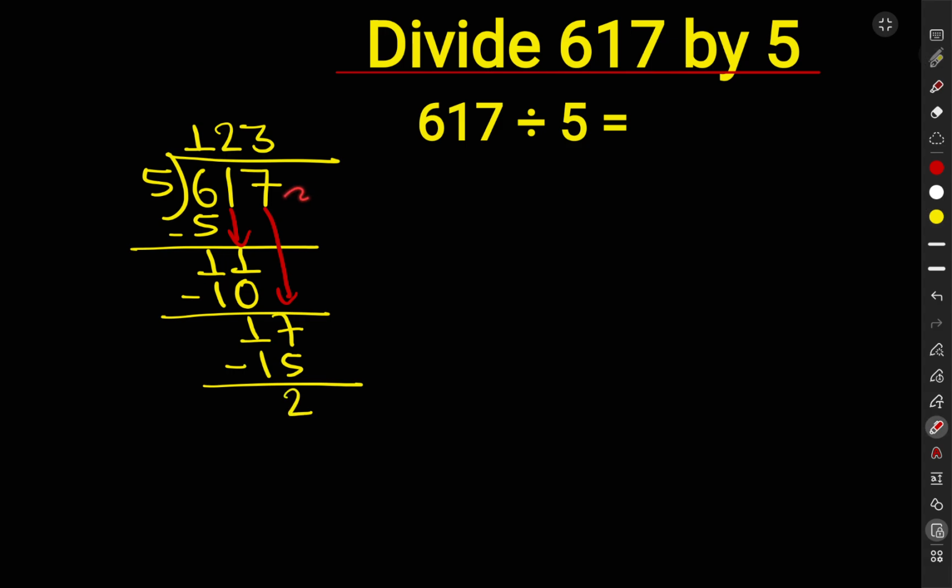So now we have no other number to put down. So we take here a decimal, so that we put 0. So it is 20 and 5 times 4 is 20. On subtracting we get 0.